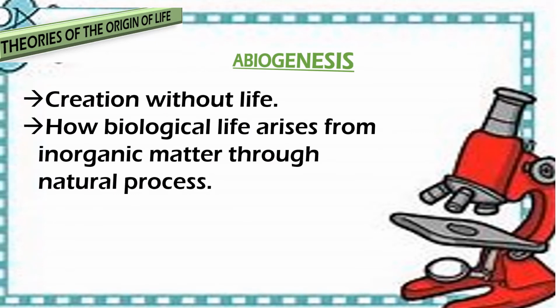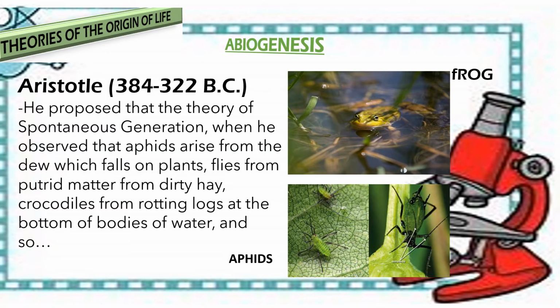So now we have to discuss abiogenesis. When we say abiogenesis, this is what we mean: creation without life. So this is the opposite of biogenesis. This is how biological life arises from inorganic matter through natural processes. So we have here some examples of abiogenesis.